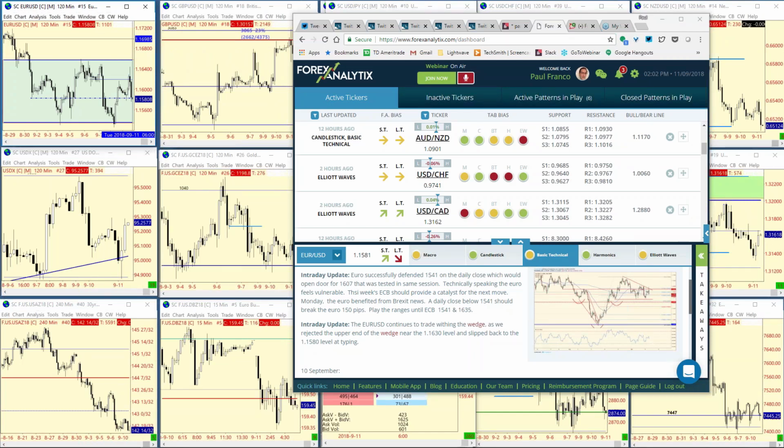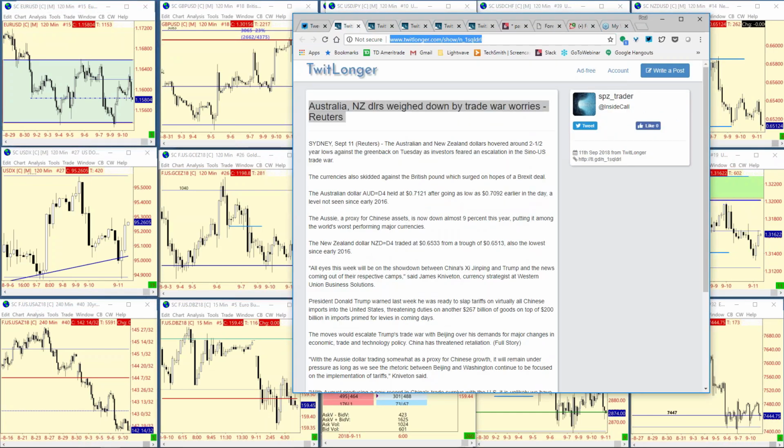Usually what we like to do, although we hit a quick flyby on that, is the news, because it gives us a flavor or a feel of what we're looking at. Coming in from the overnight session, as far as the Aussie, we just hit it very lightly. The Australian and New Zealand dollars hovered around 2.5-year lows against the greenback on Tuesday, as investors feared an escalation in the Sino-U.S. trade war.